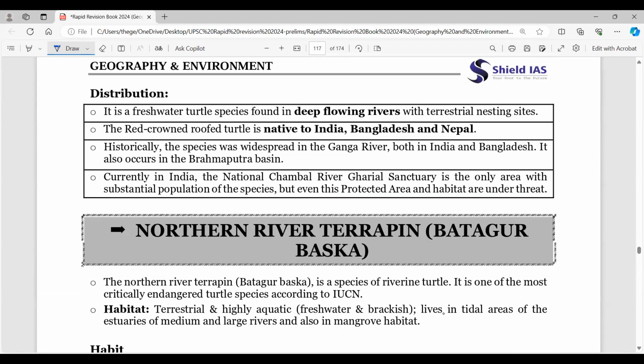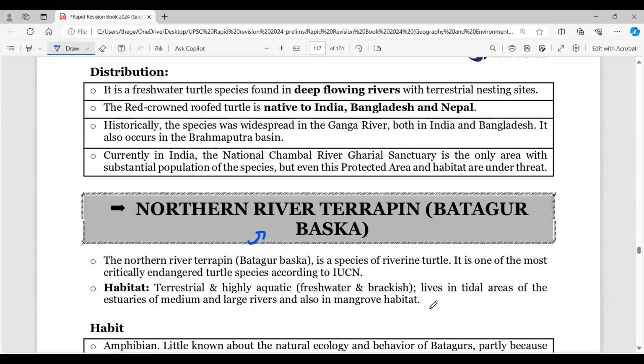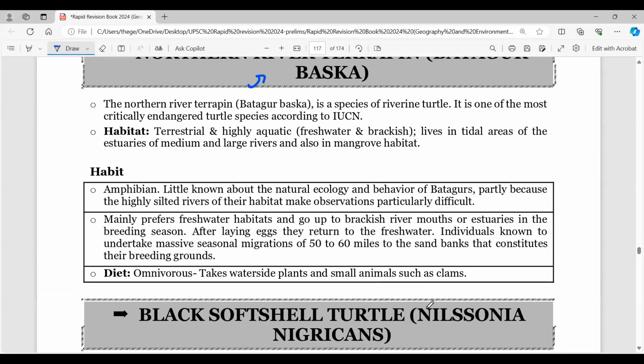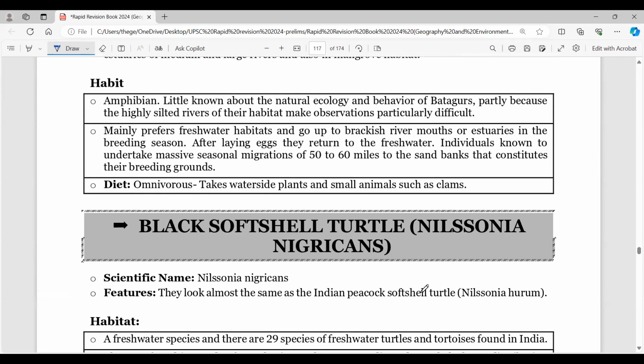So it is found in river sources, deep flowing rivers like Ganga, Brahmaputra basin. You'll find out Northern River terrapin. Right, so this is important as well. Look into the habitat here. Part of IUCN special status, that is critically endangered category here. It's also an amphibian, and this is important, obviously, IUCN status.